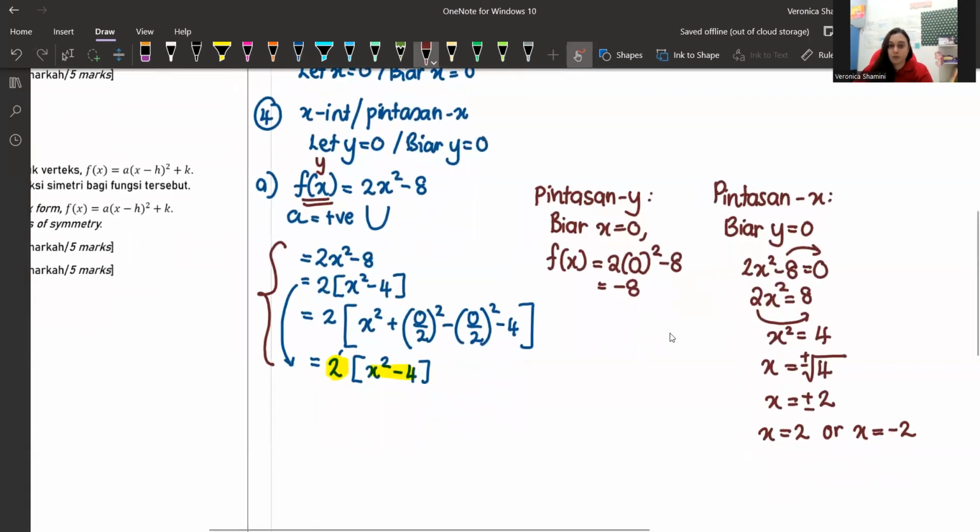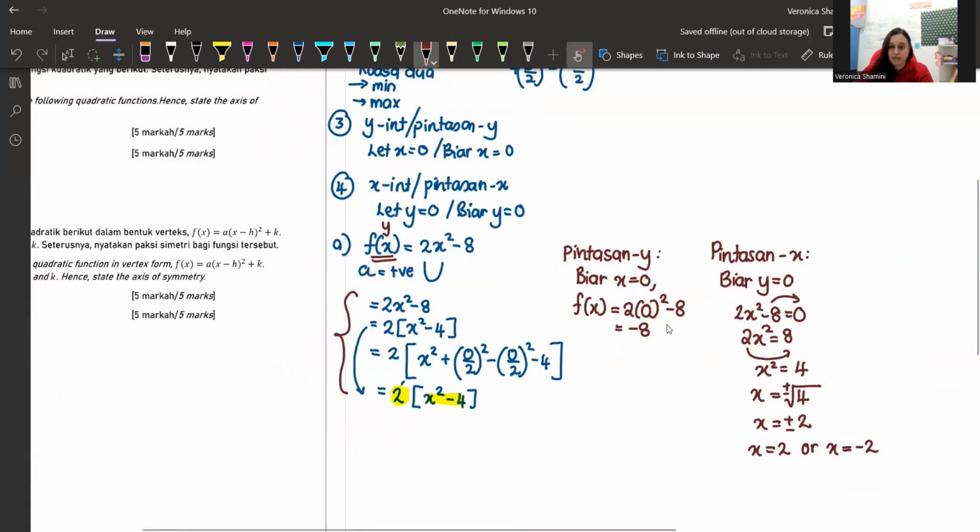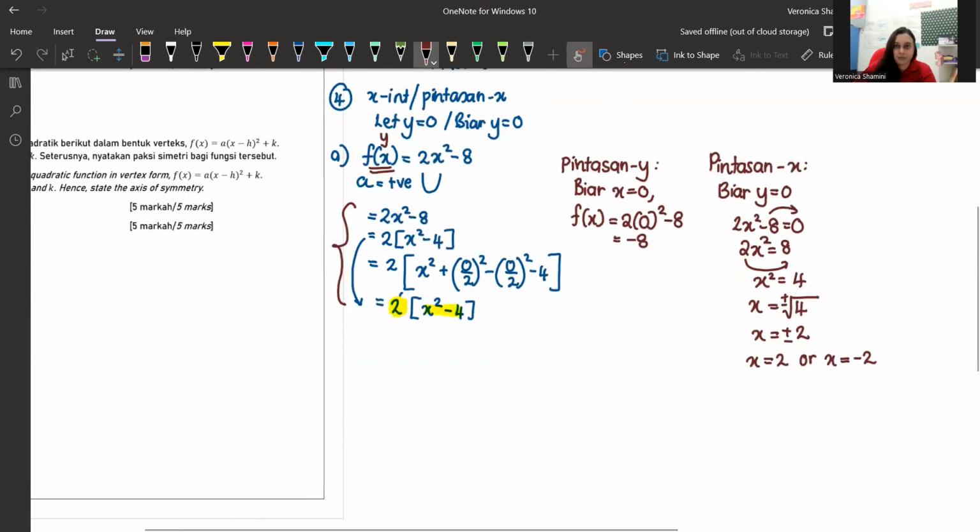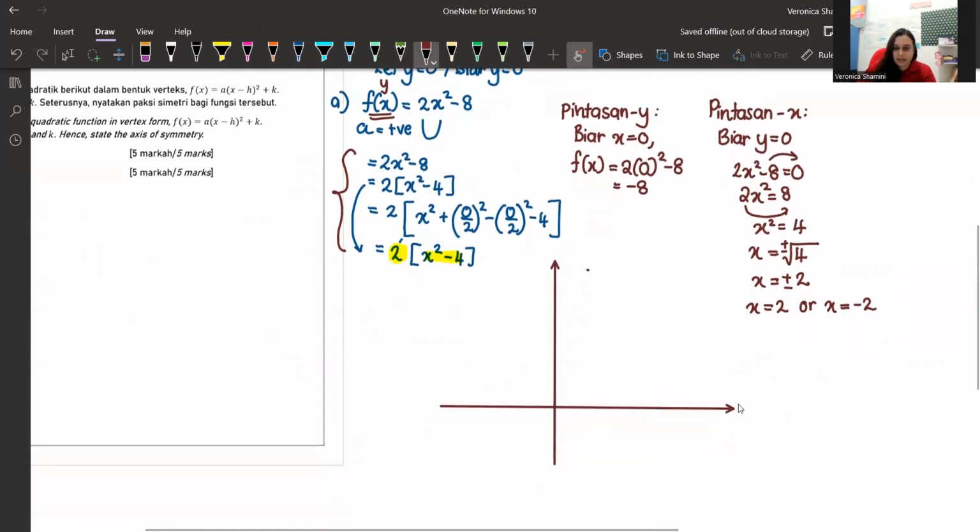Okay, now, how to draw? Now, it's time for us to draw already, right? Okay, so, let's sketch. Not draw, sorry, sketch. Because draw means you have to use graph paper. Okay, the lukis lakarkan. Okay, X, Y. Okay, we got negative 2. Got 2. Our intercept is negative 8.